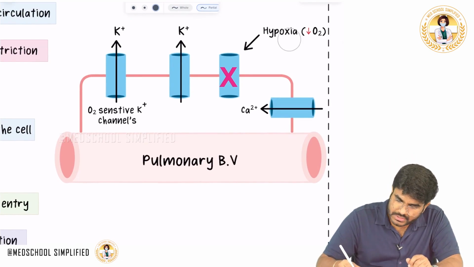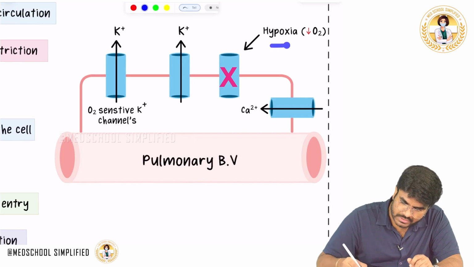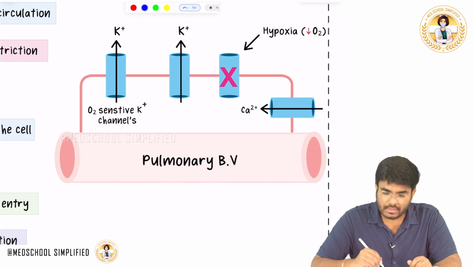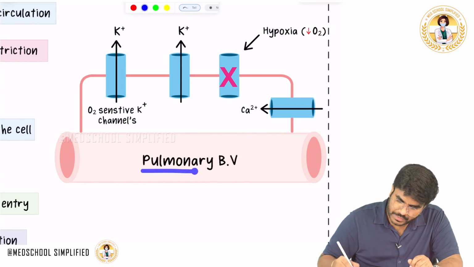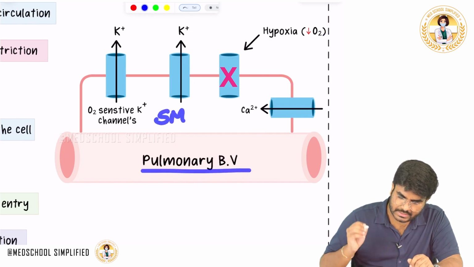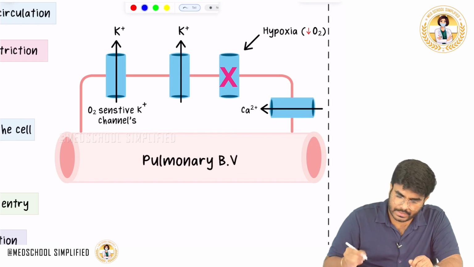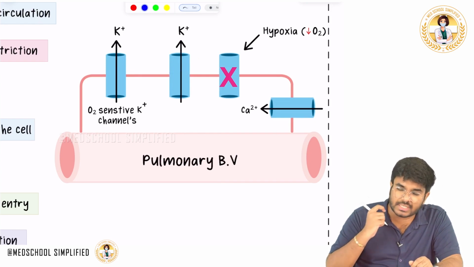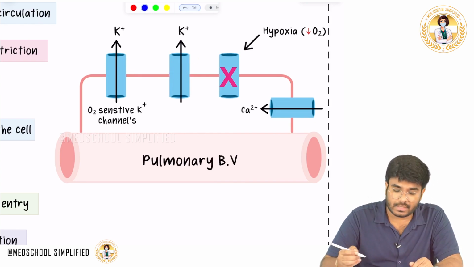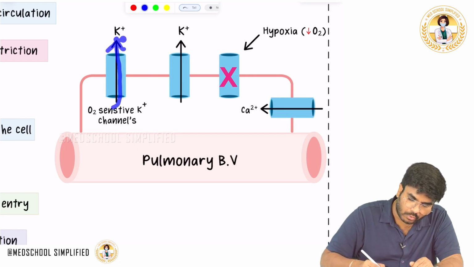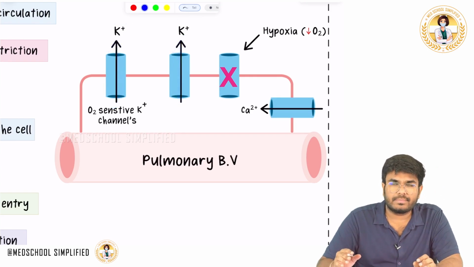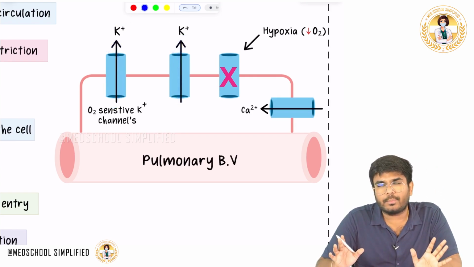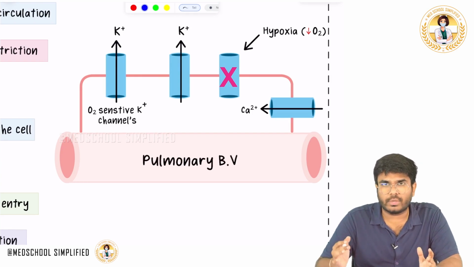Whenever there is hypoxia, look here, the person is suffering with hypoxia. Look at these pulmonary blood vessels. These are the smooth muscles. Here is a smooth muscle. On the smooth muscles, there are potassium channels located. Always potassium will try to go out of the cell. Potassium is going out of the cell. Not only during hypoxia, it happens all the time.